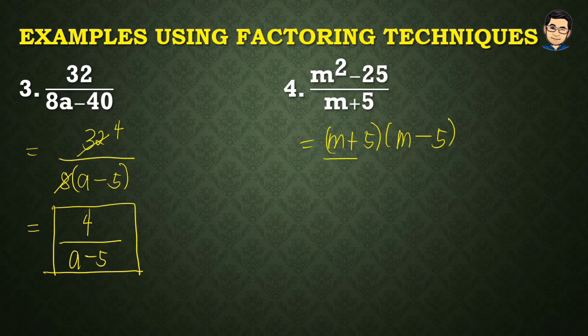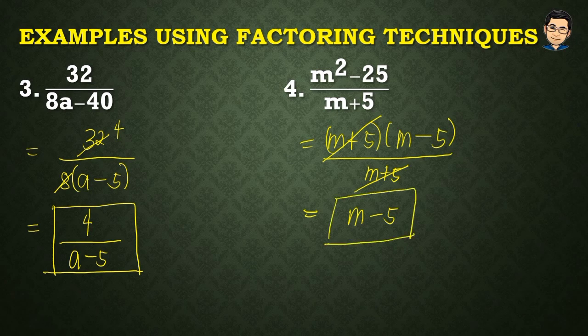So, i-rewrite natin yung denominator m plus 5. So, meron po tayong pwedeng i-cancel dyan na term. That is m plus 5. So, cancel natin m plus 5 tsaka m plus 5 sa baba. So, ang matitira na lang po is m minus 5. And then, ano yung magiging denominator niya? So, since na-cancel yung m plus 5, 1 na lang po ang matitira. So, m minus 5 over 1, m minus 5 pa rin po. So, this will be our final answer.